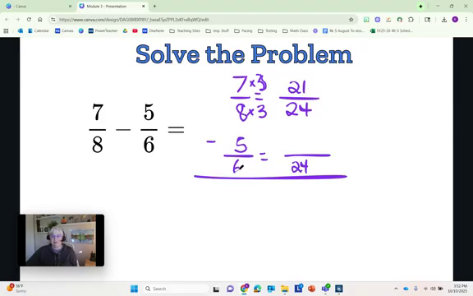All right, bottom fraction. To go from 6 to 24, we multiplied 6 times 4. We need to do that same thing to the top part of the fraction. 5 times 4 is 20. Now we have two fractions where the denominator is the same, and now we can subtract. So the denominator will stay 24, and 21 minus 20 is 1. So the answer to 7/8 minus 5/6 is 1/24.